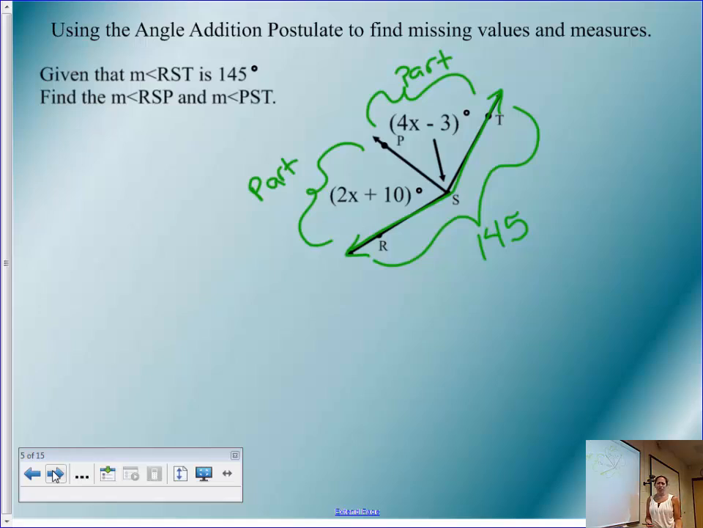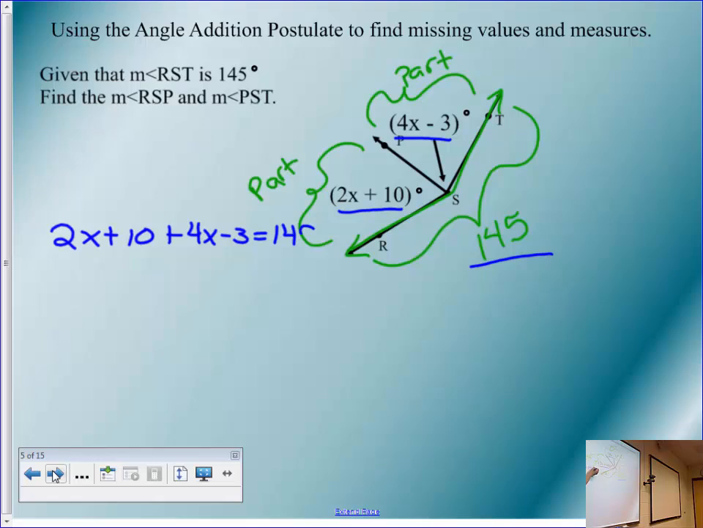They didn't ask us to solve for x, but I still have to do that in order to make this happen. So we're going to set up our equation. Part plus part equals the whole thing. So here we go: 2x plus 10 plus 4x minus 3 is equal to 145. I'm going to go a little bit quicker through my algebra here. Combine your like terms, move things around, and we end up with 6x plus 7 is equal to 145.